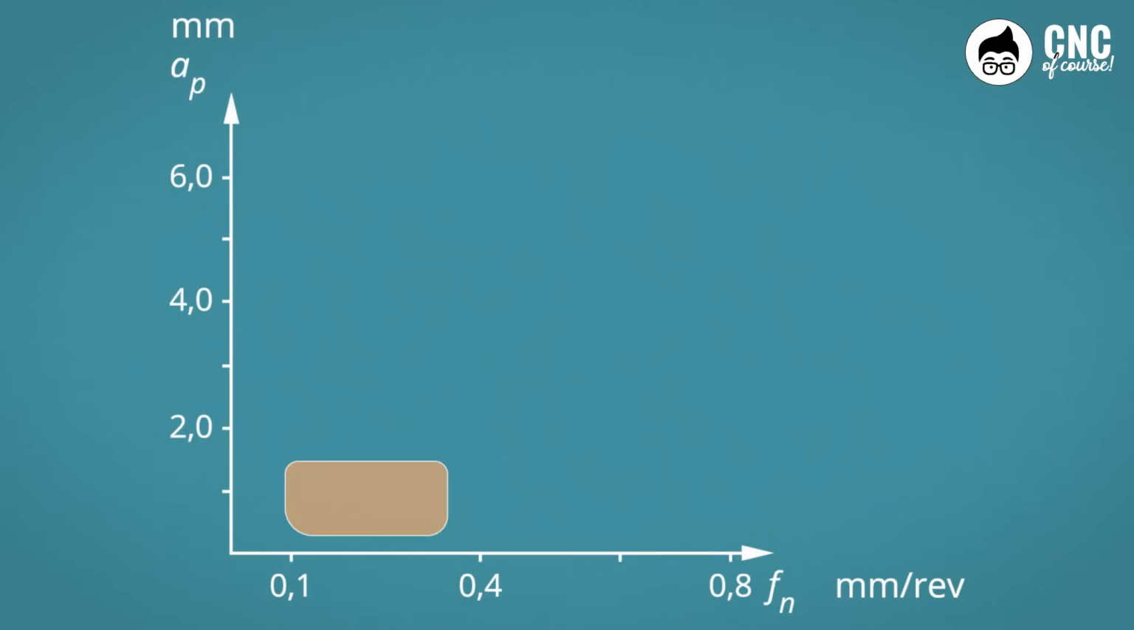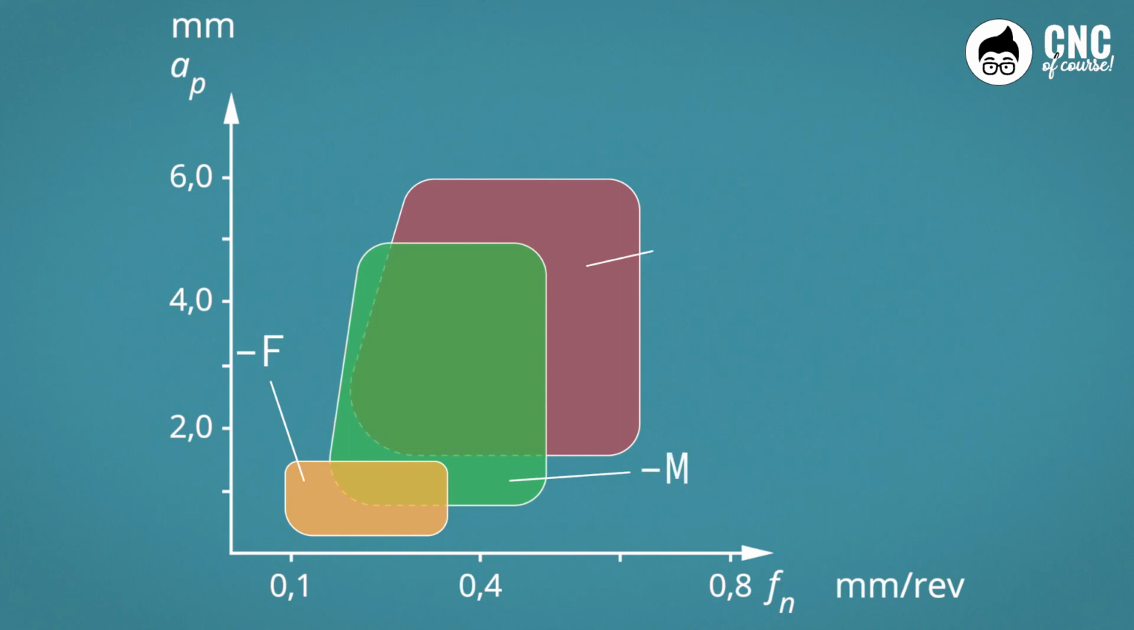by consulting their recommendations for use or by using chip control charts. These graphs, similar to the one shown here, indicate the area within which this geometry correctly controls the chip. And therefore, since on the x-axis we find the feed per revolution and on the y-axis the depths of cut, it will also be useful to define the parameters to be applied with this chip breaker geometry.